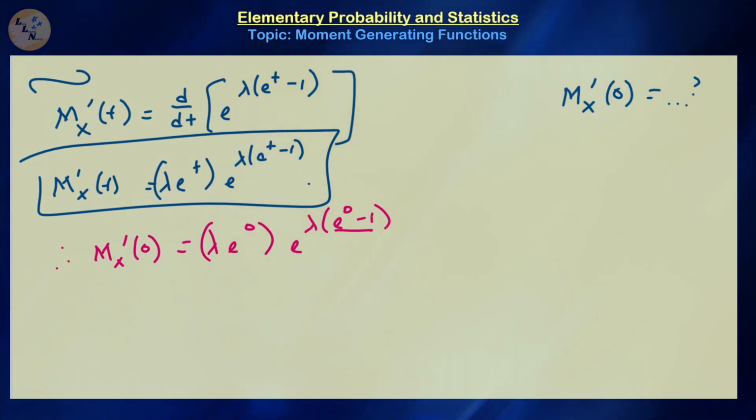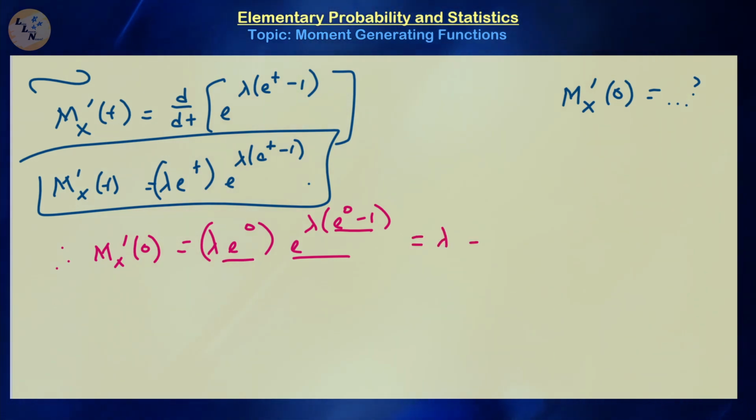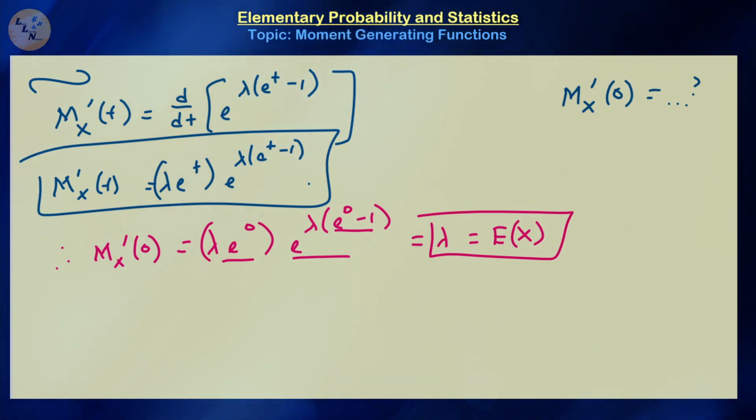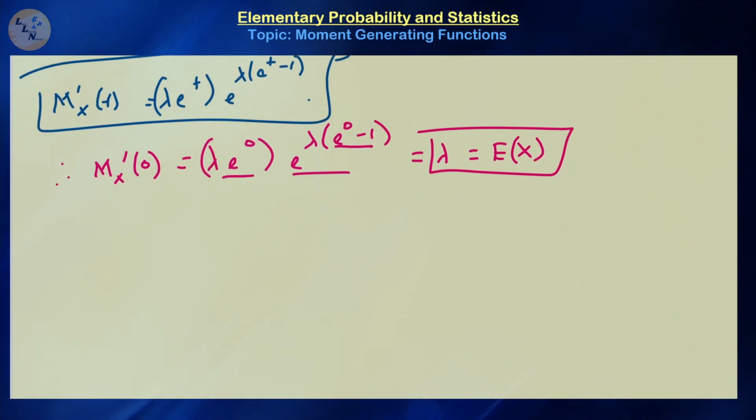0 times lambda is 0. E to the 0 is 1. Then that's equal to 1, and then we're just equal to lambda. Therefore, the expected value of a Poisson random variable is equal to lambda. What about the second moment? So we can continue in this fashion.